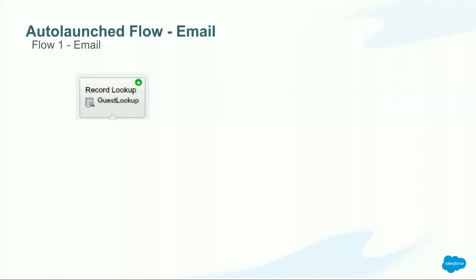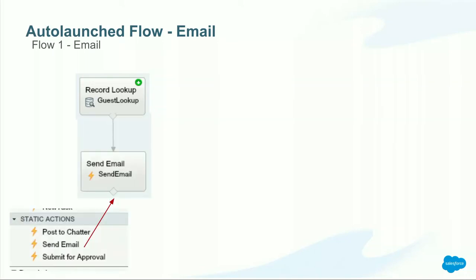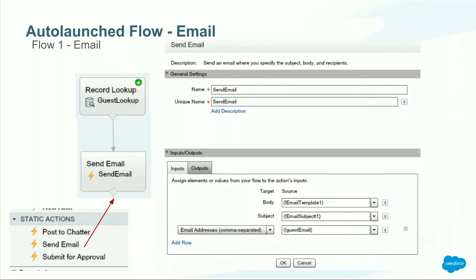For the first flow, first of all, I have to create a record lookup because I need to retrieve the guest email. Then I will add a second step, which is standard, the send email one. This will appear under the static action section, and you can specify the body and the subject. For example, you could use email templates if you want to. But in this case, we have used simple text variables.